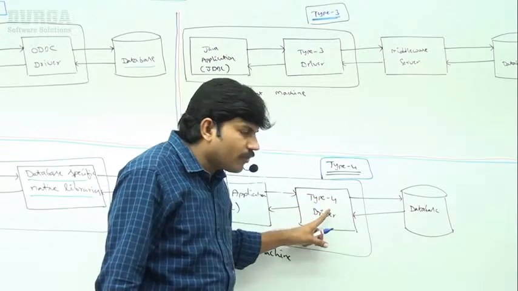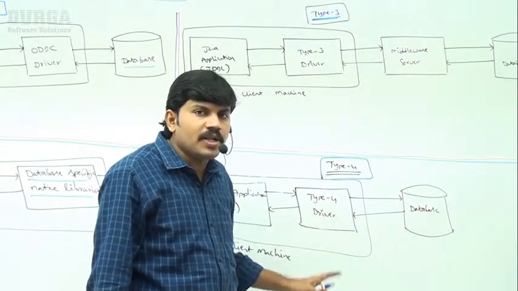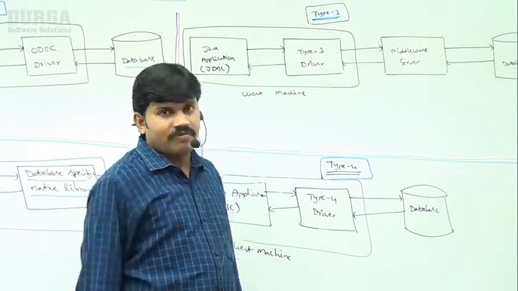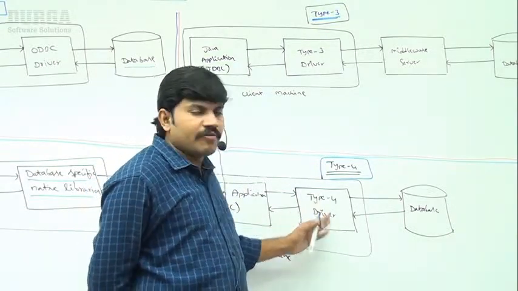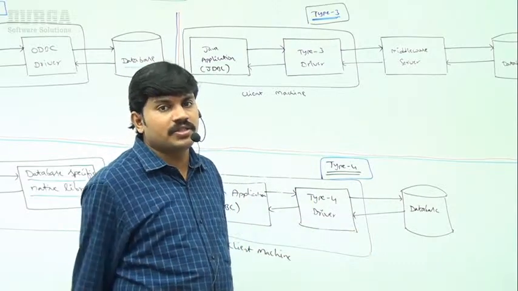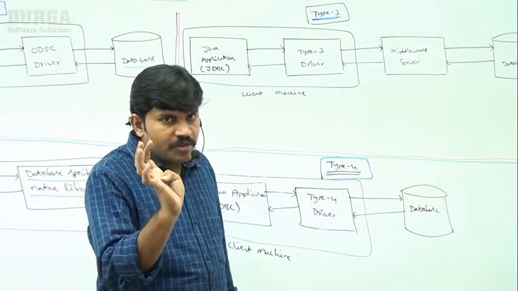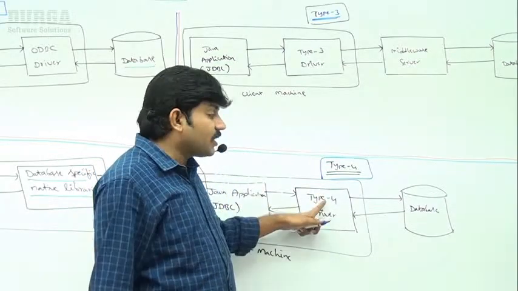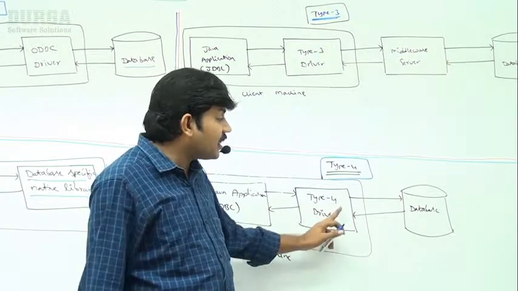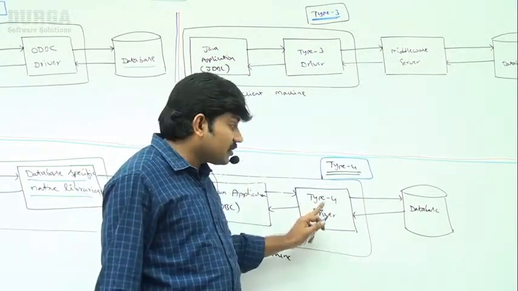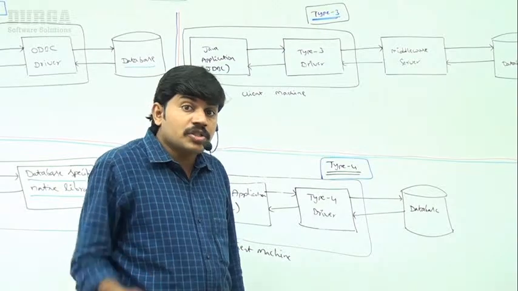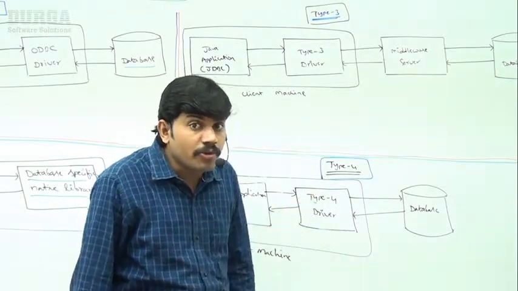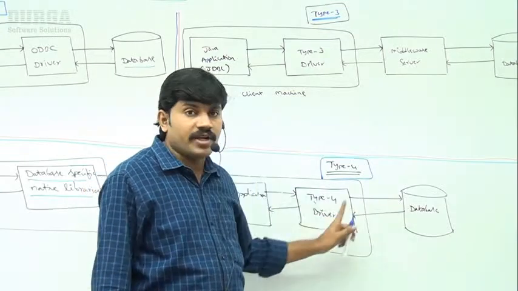Next, this type 4 driver is completely developed in Java. That's why it is a platform independent driver. If anyone asks you to tell the advantages of the type 4 driver, there are multiple advantages. It is a thin driver. It won't require any extra component. It is a platform independent driver because it is developed only in Java. Performance is good because it directly communicates with the database. Next, security is higher because internally it uses the native protocol provided by the database vendor.